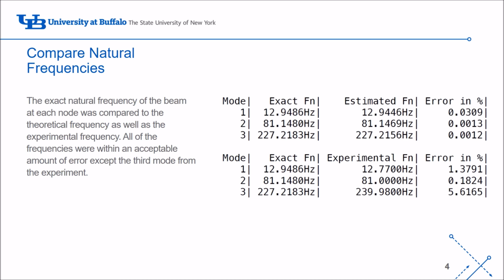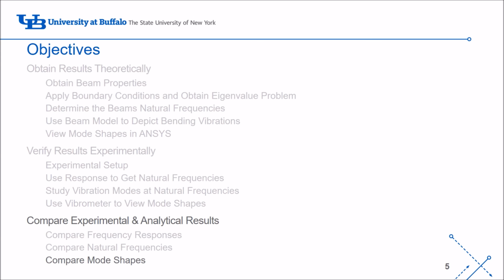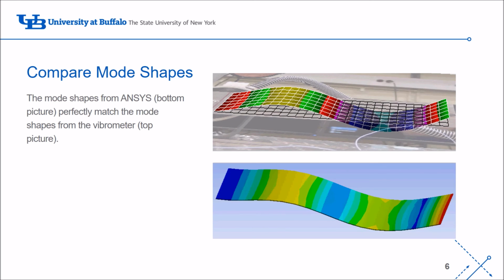The first two modes are pretty accurate. The third mode differs by about 5%, which is an acceptable experimental error. The simulated mode shape from ANSYS corresponds to the vibrometer mode shape well.